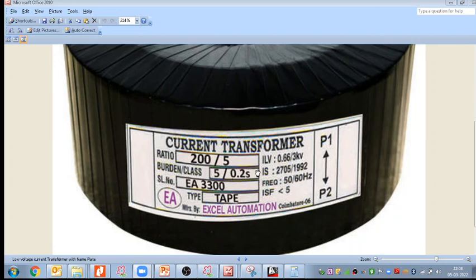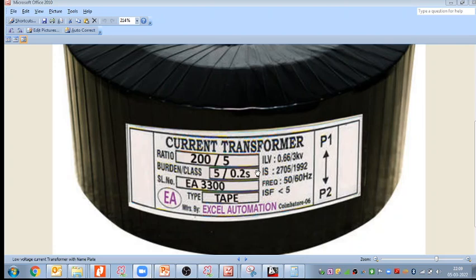Actually, what happens every time? No need to replace. Every time, no need to replace. But yes, if it is not working properly after 2 or 3 times, then we have to replace that particular CT core.